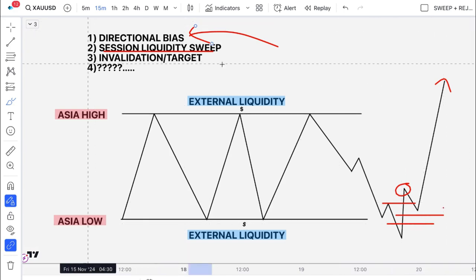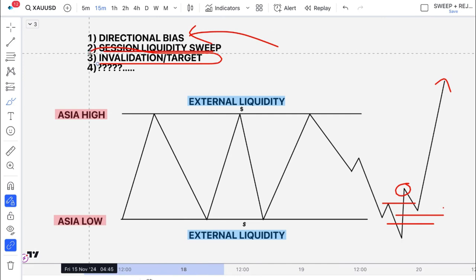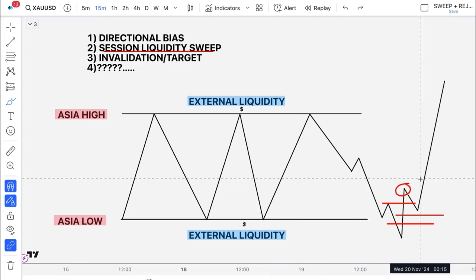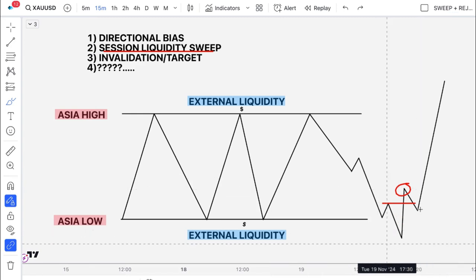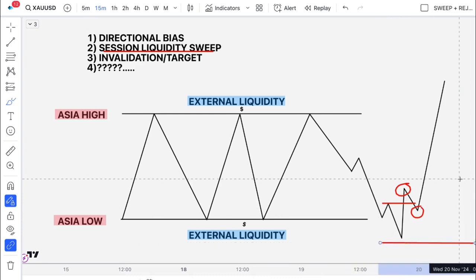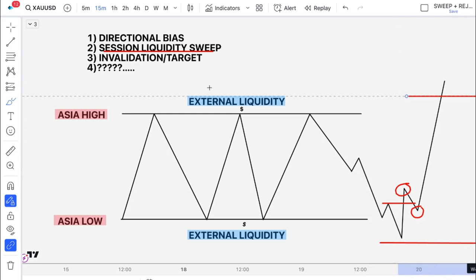And then in terms of step number three, which is our invalidations and targets. So very simply, our invalidation goes below the liquidity sweep. So if we're entering here, our invalidation goes there, below the liquidity sweep, give it a little bit of room to breathe, and then we're looking just to simply target a 1 to 2 risk to reward.